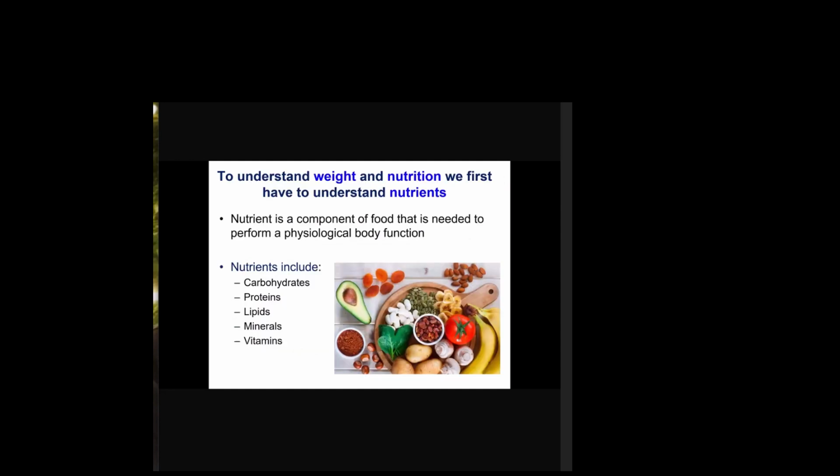So to be able to understand diet, sometimes in nutrition we look at what are the foods that we normally eat, and what does our body need them for? What kind of nutrients do we get out of them, and what do they do for our bodies? I say a nutrient is a component from food that is needed by our body to perform a physiological function, for our body to work. The nutrients that we have include carbohydrates, proteins, lipids, minerals, and vitamins.